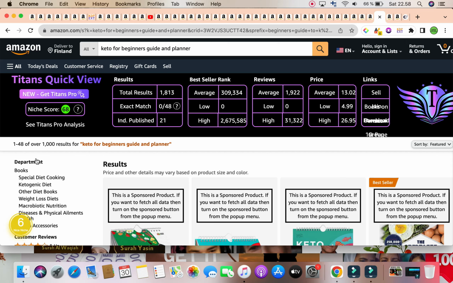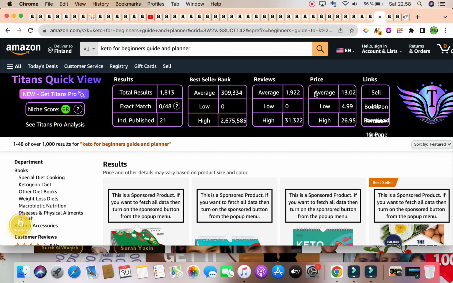Pro Chrome extension. Total results are sitting at 1,813, which is within that 1,000 range, which is good to see. Of course, the lower the better. The average bestseller rank is within that 300,000 range, and it is currently sitting at 309,334. The average reviews are 1,922, and the average price is $13.02.